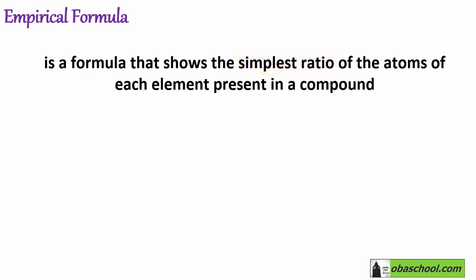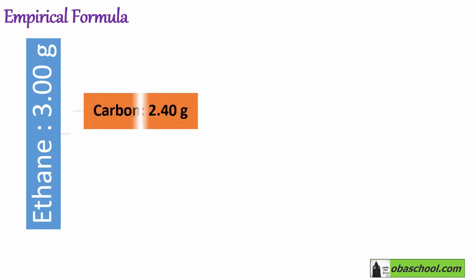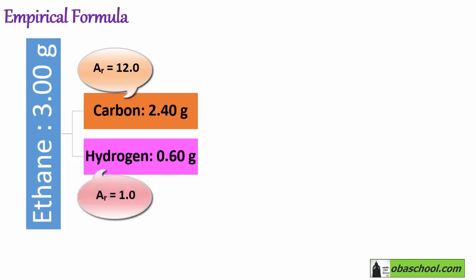present in a compound. So for example, if we take ethane, we have 3.00 grams of ethane. So this is the total mass. This mass contains 2.4 grams of carbon and 0.6 grams of hydrogen. We know that the relative atomic mass of carbon is 12.0 and that the relative atomic mass of hydrogen is 1.0. So now we have to find the empirical formula.